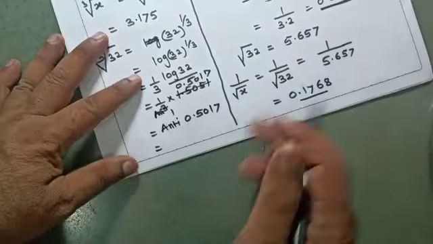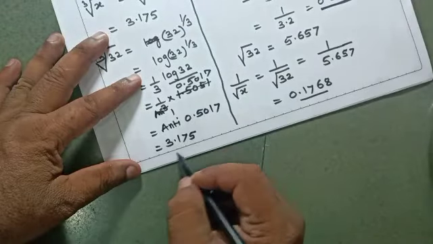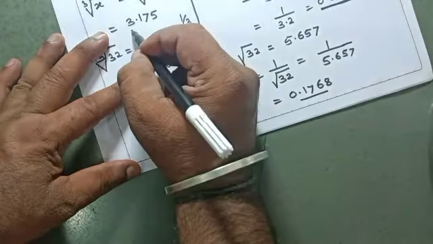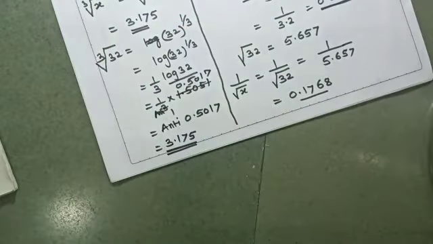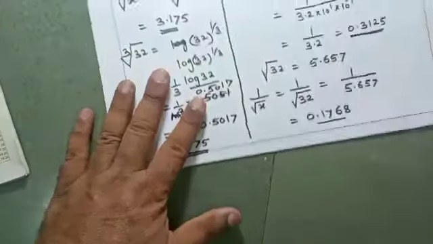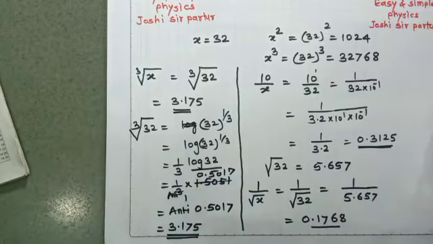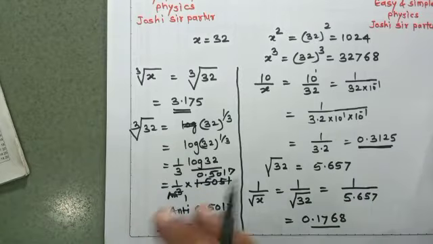So here we can write it as 3.175. So your answer will be the same; we can find it by using logarithm as well as antilogarithm, and also by using powers and factorials.